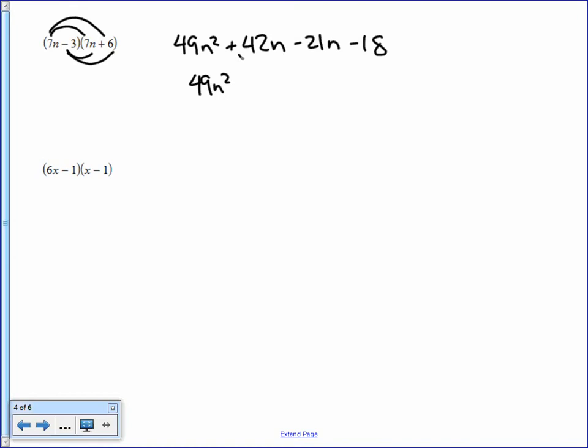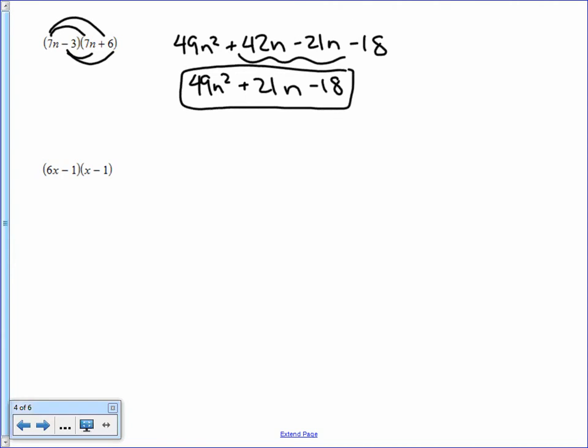So just a few more examples. Draw your little lines, the FOIL. 7n times 7n gives me 49n squared. The outsides give me 42n. The insides, negative 3 and 7n, give me negative 21n. And then negative 3 times 6 gives me negative 18. So we have 49n squared, and then we can combine these two, which gives me 21n, and then minus 18. And we have that one there.